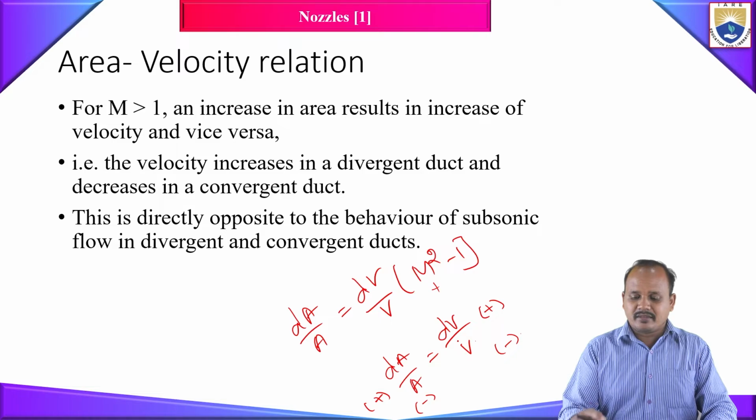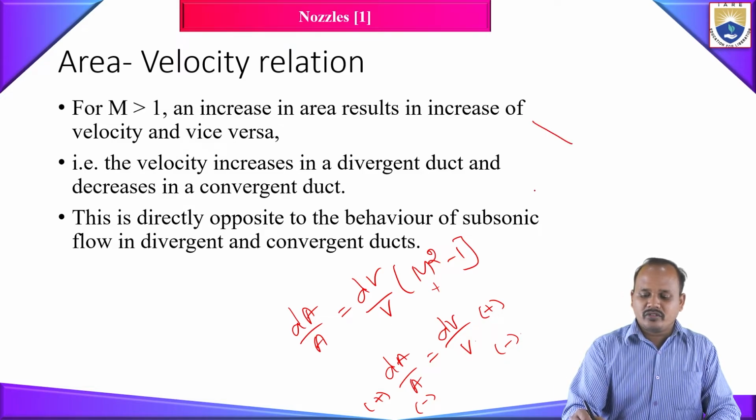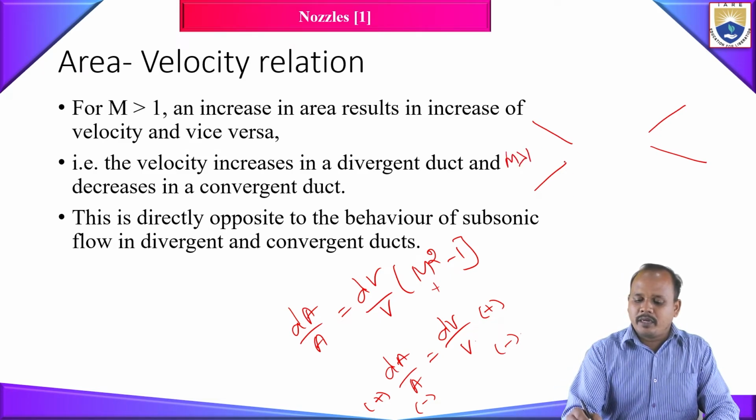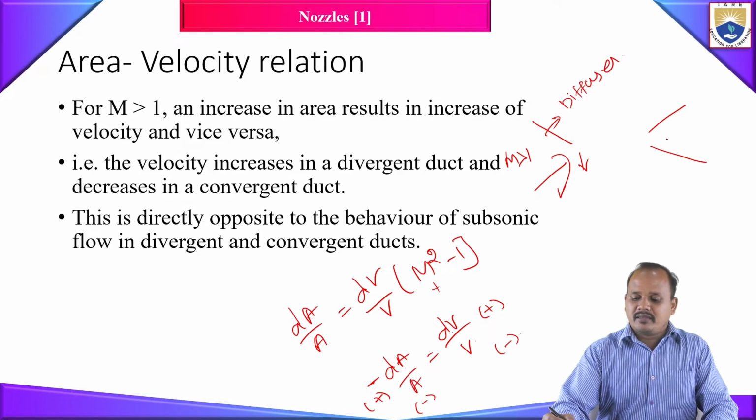So let's take a convergent section and a divergent section. If the Mach number is greater than 1, for the convergent section, what is happening to your area? Your area is decreasing. So change in area is basically negative, so your velocity will decrease. For supersonic entry, the convergent section will act as a diffuser. Whereas in the divergent section, what is happening? Your area is increasing, so your velocity will increase. For Mach number greater than 1, a divergent section will act as a nozzle, that is, flow will be accelerated.